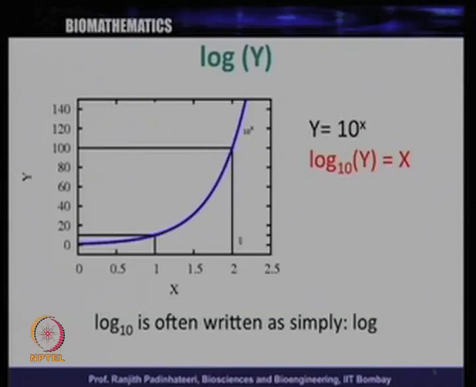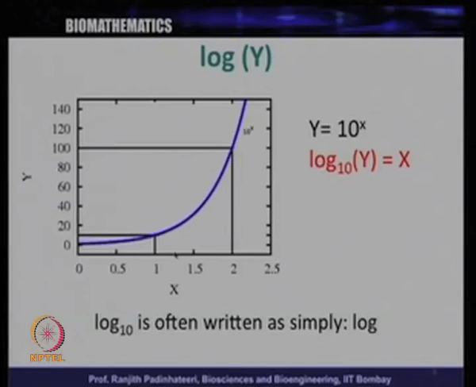So, this says that for 100 the corresponding x value is 2. When the y value is 100, the corresponding x value is 2. Similarly, this point is 10, which is the middle between 0 and 20. When the y value is 10, the corresponding x value is 1, which we actually know very well.